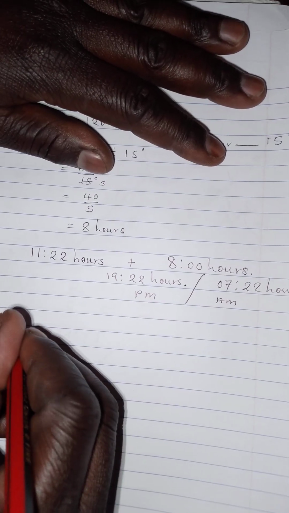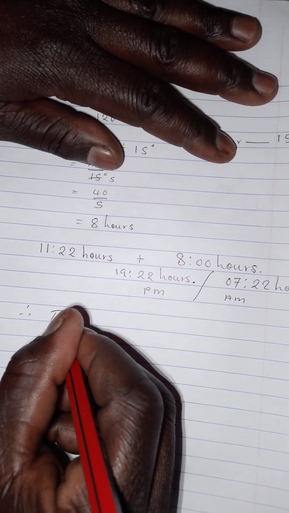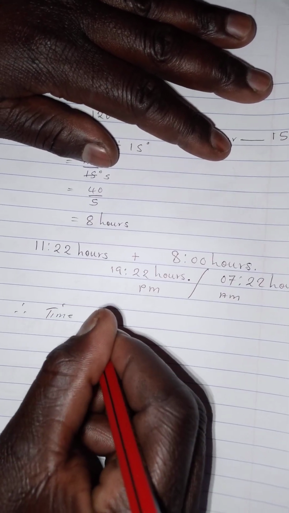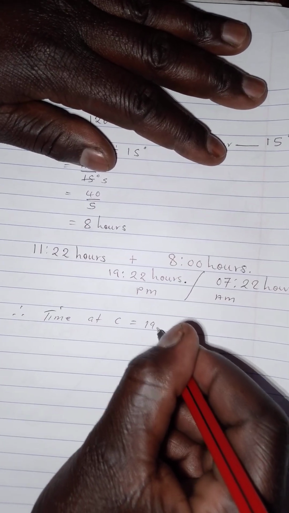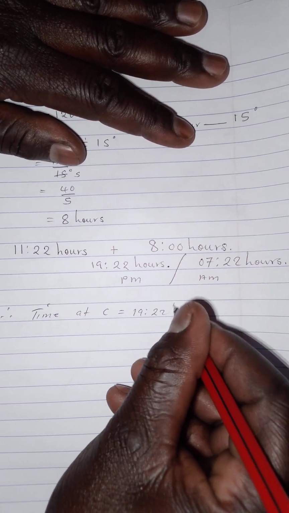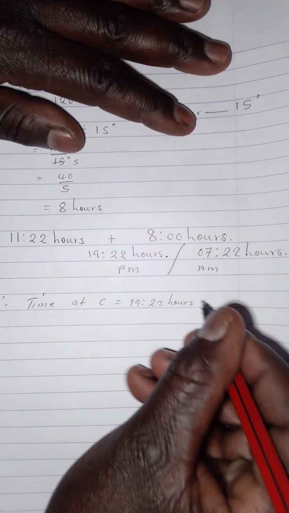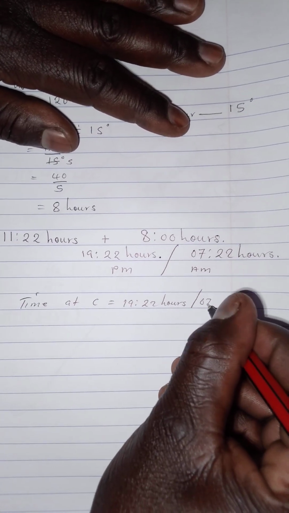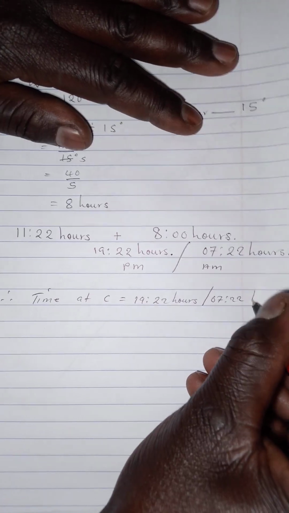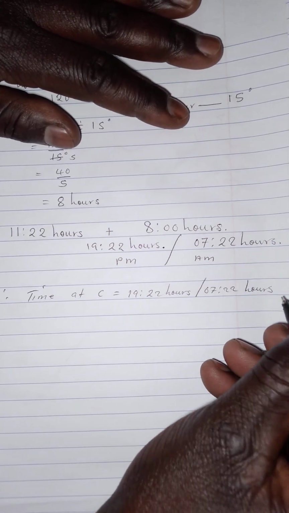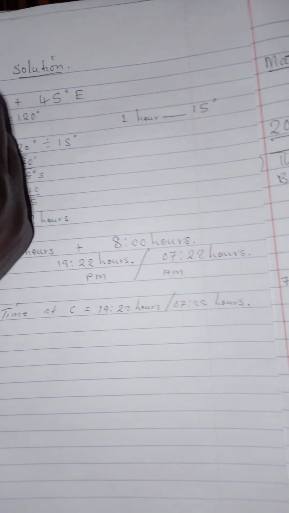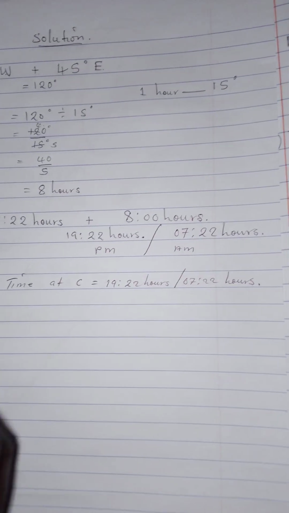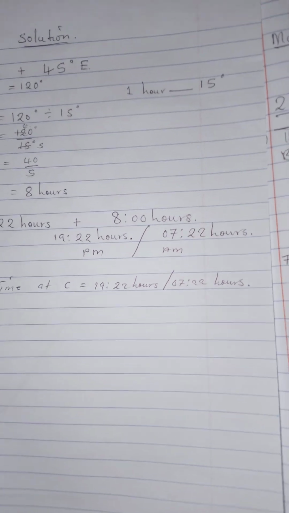This is the final answer. So you need to say, therefore, time at C is equal to 19:22 hours stroke 07:22 hours. This is the final answer. We have answered question 11A. Let's go to question 11B.